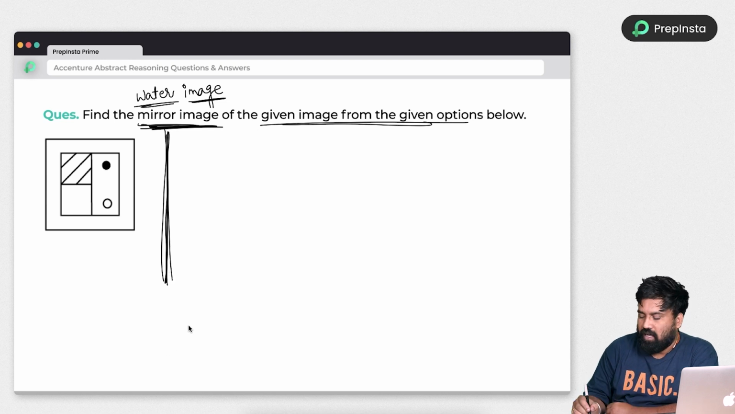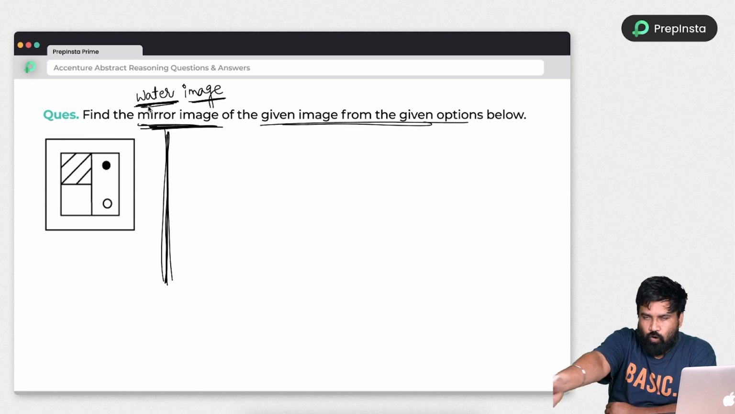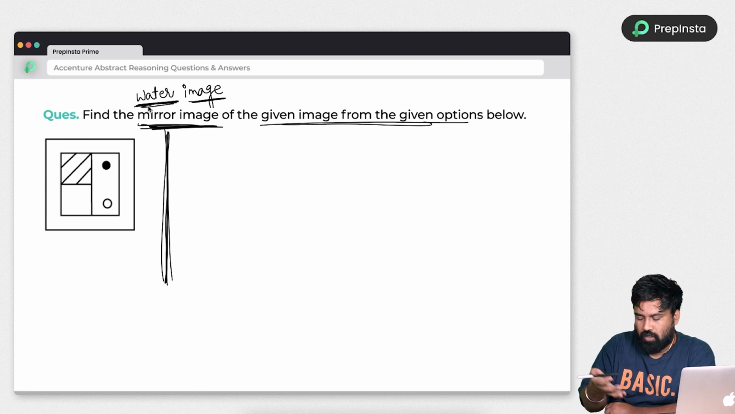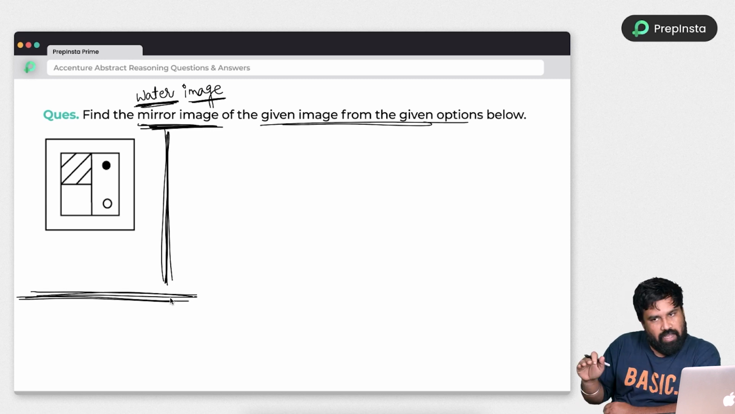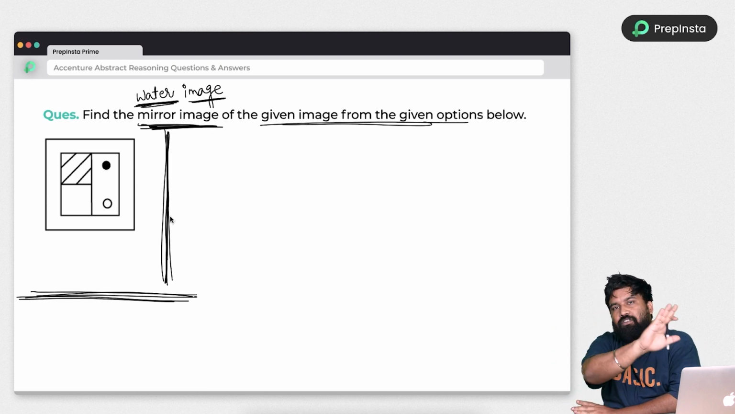For example, someone asks for a water image. Water will be on the floor or the ground, so you can see it like this, to the bottom. So water image means always remember horizontal line. Water means horizontal line. Mirror means vertical line. Remember this. Okay. So mirror is nothing but it will fold vertically.